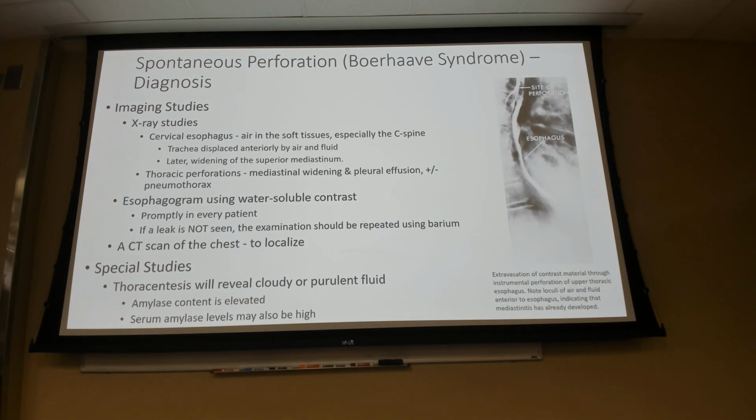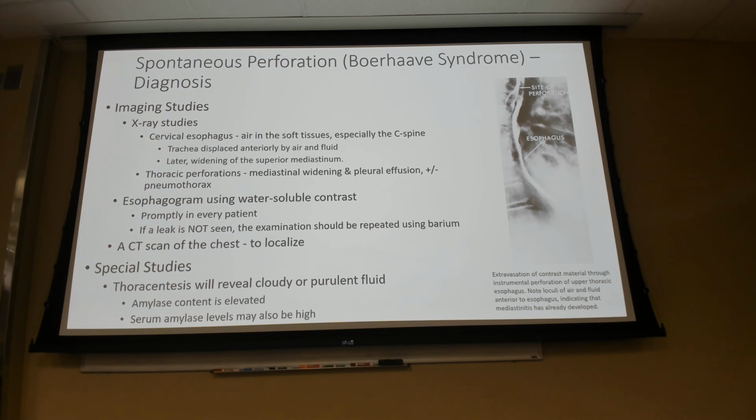And then what do we do for this? So we typically start with our plain films. It's the easiest and the quickest to get. So typically we start with a chest x-ray. Sometimes we may involve the neck as well, depending on where they're complaining of the pain, but usually chest x-ray to start with. And then if we're suspecting this, we need to get an esophagram, which is like our barium swallow.